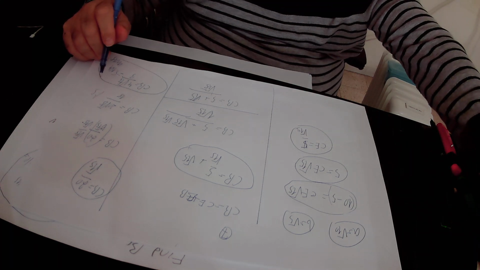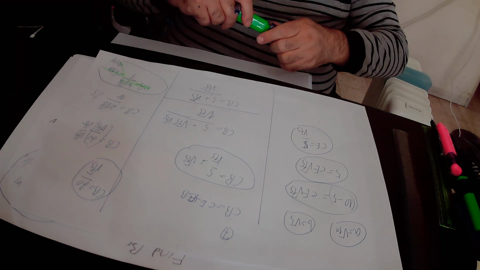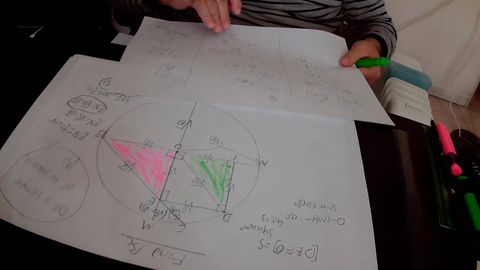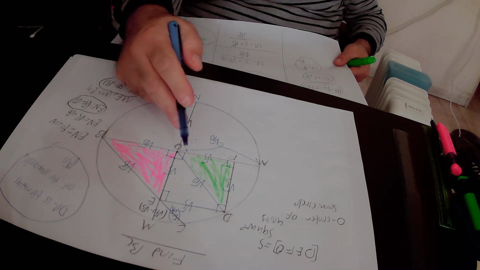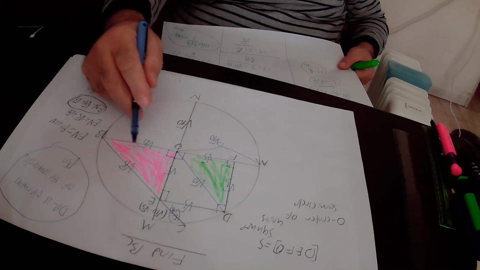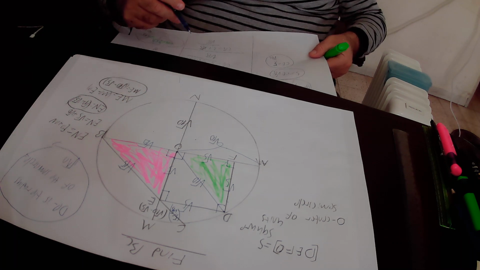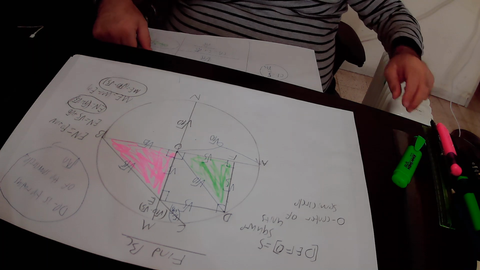I'll repeat again. The length of the chord that we are looking for, chord CB, is equal to 4 times the square root of 15 over 3, or in terms of numbers, the length of chord CB equals 5.164 units. In the next step, I will summarize the lecture.